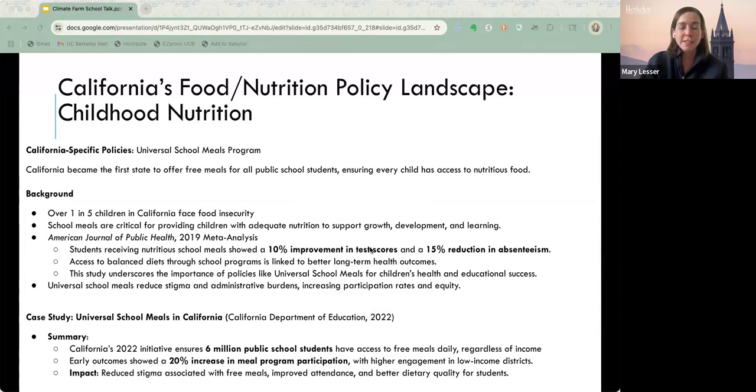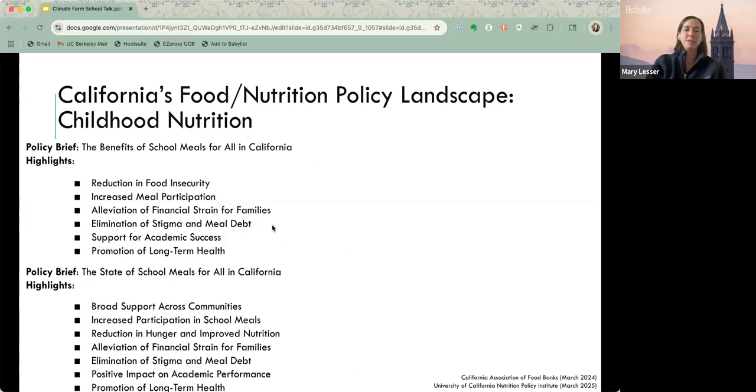Anyways, the impact again, really showing reduced stigma associated with the use of free or reduced price meals.